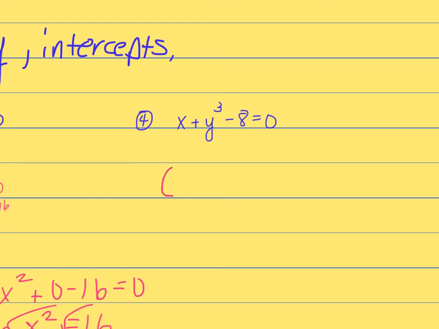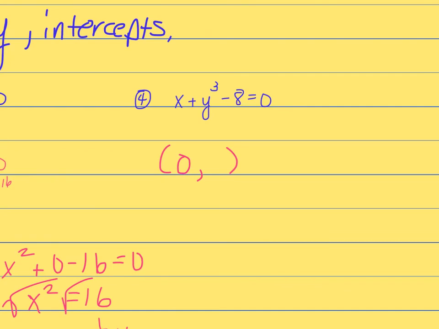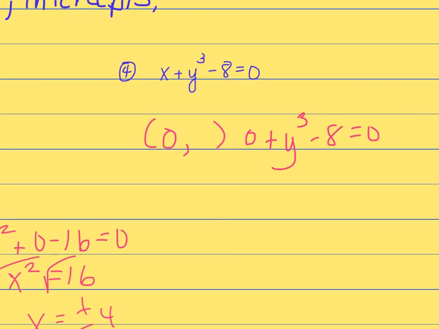How do I find intercepts? Plug in 0. So I'm going to plug in 0 for x to find the y-intercept. Okay, so I have 0 plus y cubed minus 8 equals 0. So this really is y cubed equals 8. How do you find the cube root? What does cube root mean? It is 2. What does that mean, though? 2 to the third power, 2 times itself 3 times. So it is 2. Good.